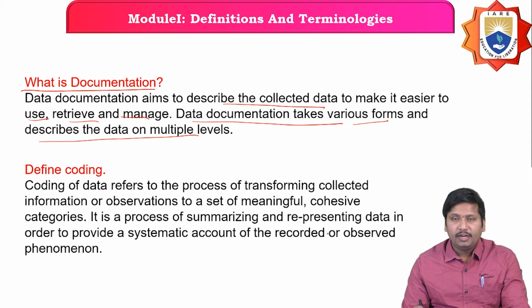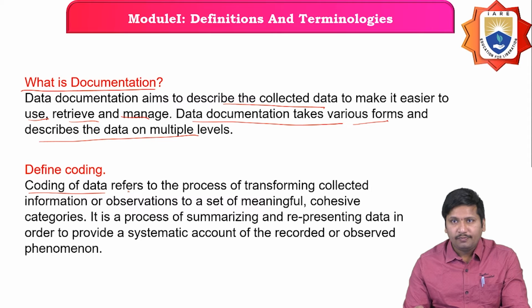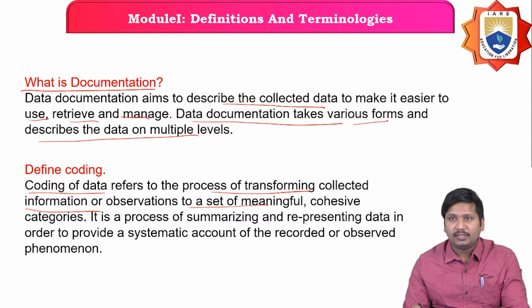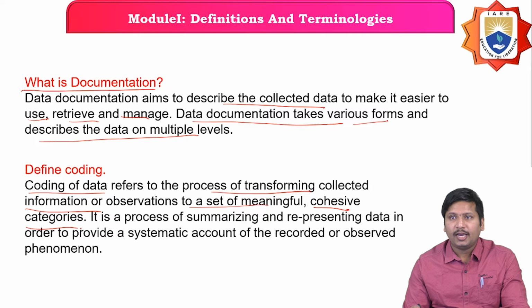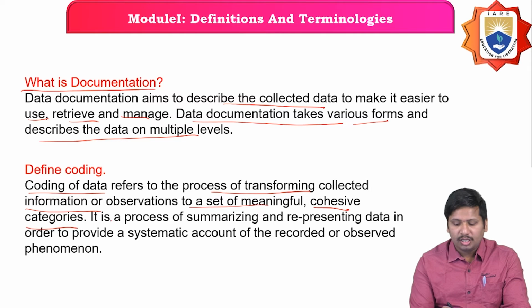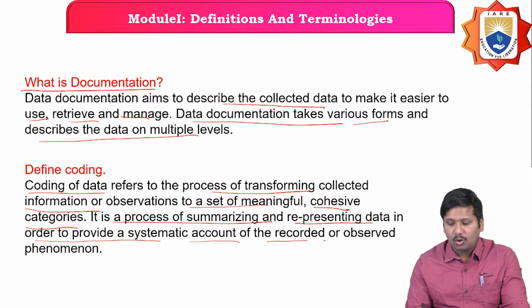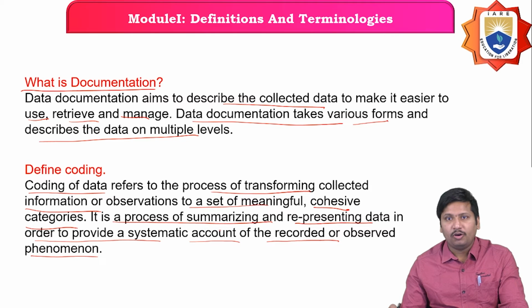And the next thing is, define coding. The coding of data refers to the process of transforming the collected information or observations into a set of meaningful, cohesive categories. It is the process of summarizing and representing the data in order to provide a systematic account of the recorded and observed phenomena.